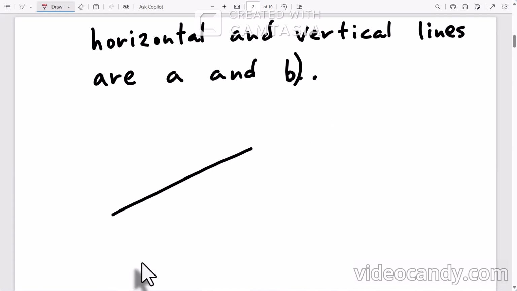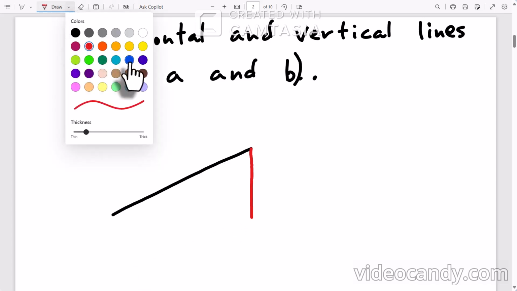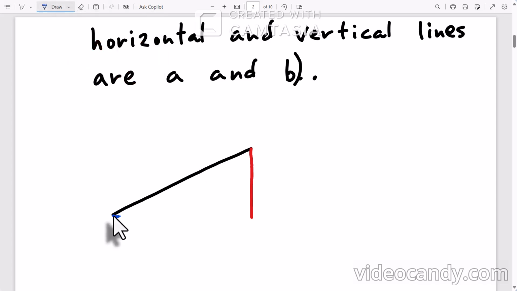All right, so let's say you have a segment on the graph. What you want to do is construct a vertical and horizontal line. Okay, so here is a vertical line, and here is a horizontal line. Okay, and those two segments are going to make a right angle.